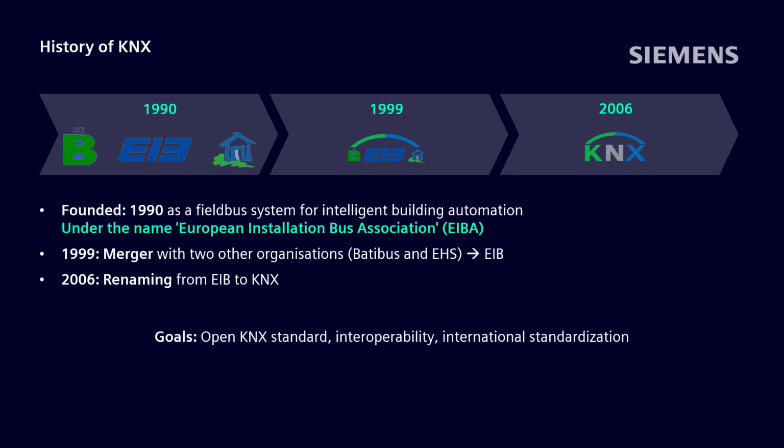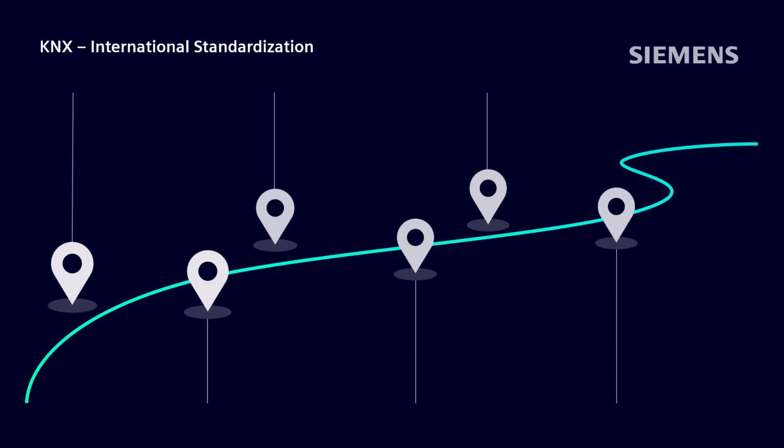The main goal of KNX was to establish an open standard that is manufacturer independent. This ensures interoperability. That means the exchange of data between different manufacturers. The international standardization results in a field bus system that works uniformly worldwide. The data exchange is always identical, regardless of the region or the manufacturer of the KNX product. KNX is a globally established and standardized technology.